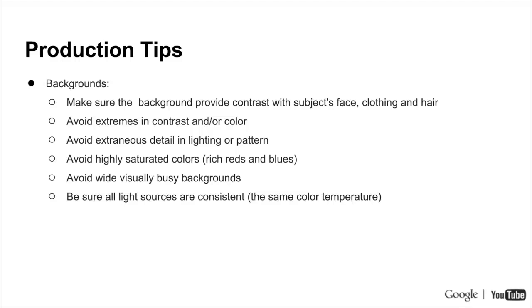You can watch a lot of live events where you see somebody wearing a pinstripe shirt and the little squiggly lines that appear on that pinstripe shirt. That's because the codec is having trouble compressing the data of that detail. Avoid highly saturated colors. Avoid busy backgrounds with a lot of detail in them. And make sure all of your light sources are consistent. Avoid doing an indoor shot with fluorescent lighting next to a window, for example.